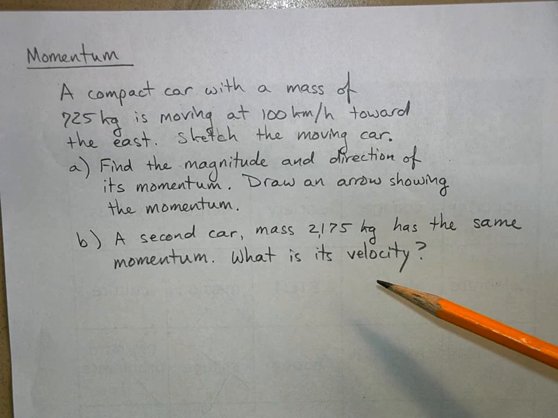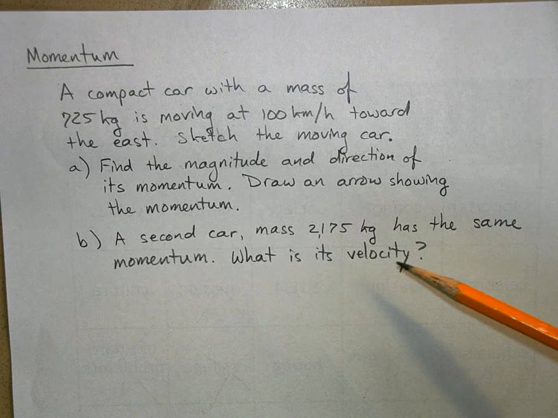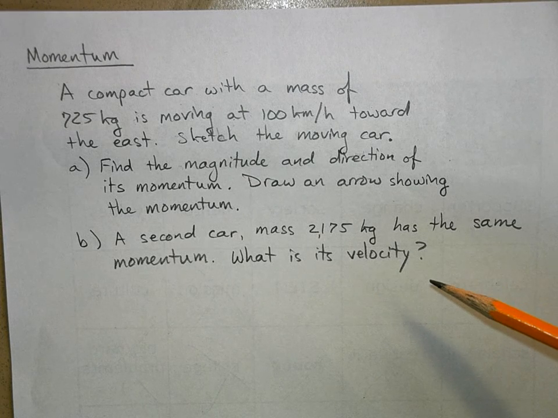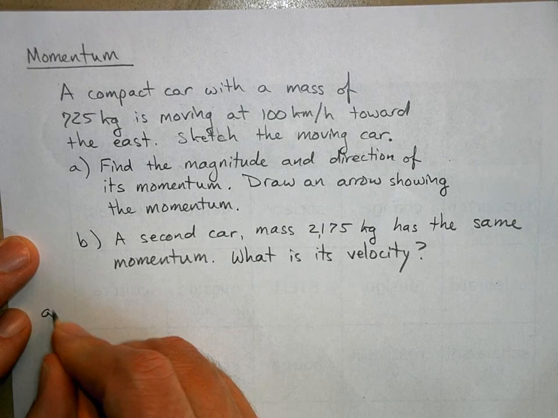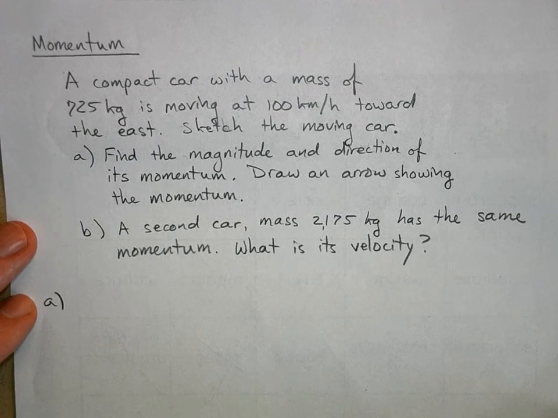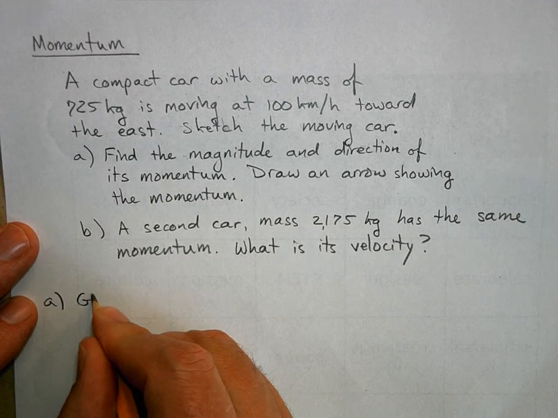And then for part B, a second car has a mass of 2,175 kilograms. It's got the same momentum. What is its velocity? So let's do part A first. So we'll do given.